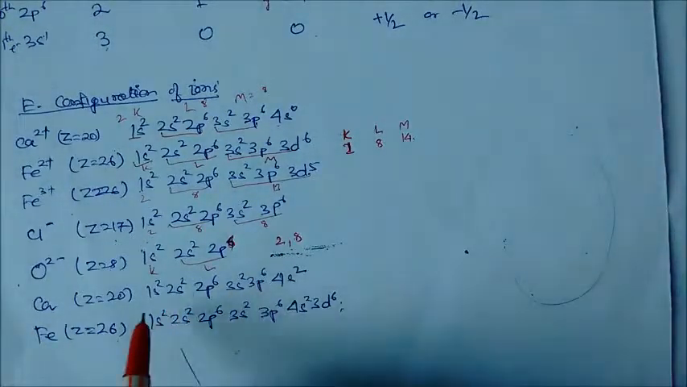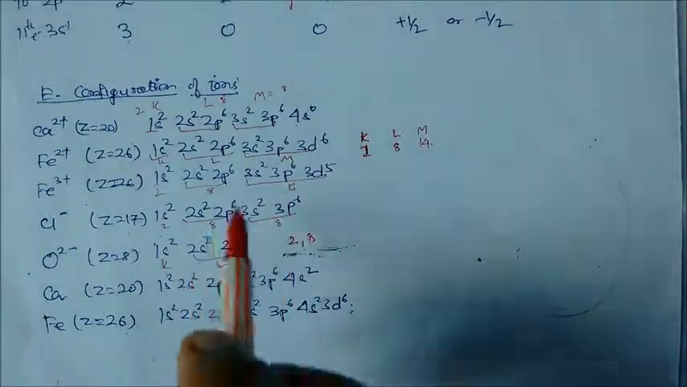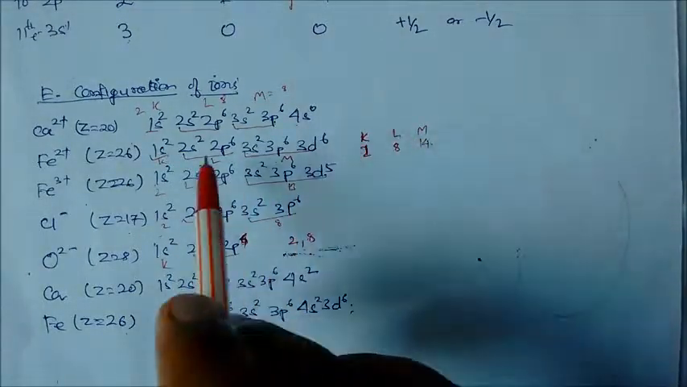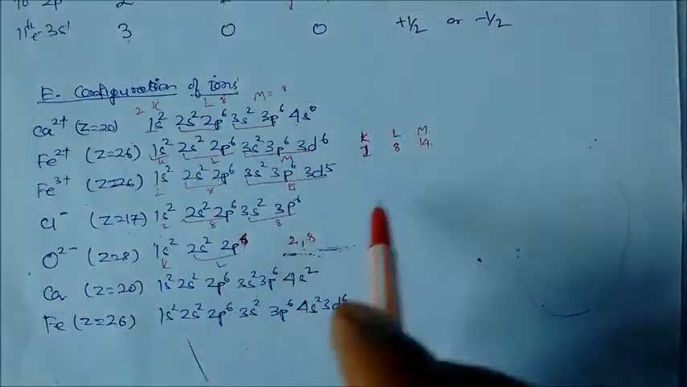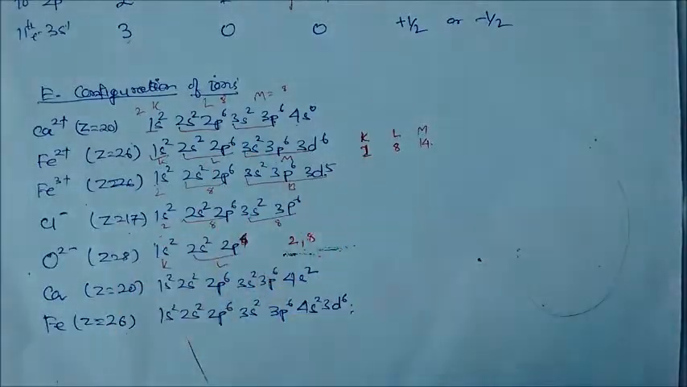So we can see calcium, we have seen it. So in this way electrons are filled and we can write their configurations shell wise or subshell wise. We can write any way. If you know this proper filling, we can write any examples.